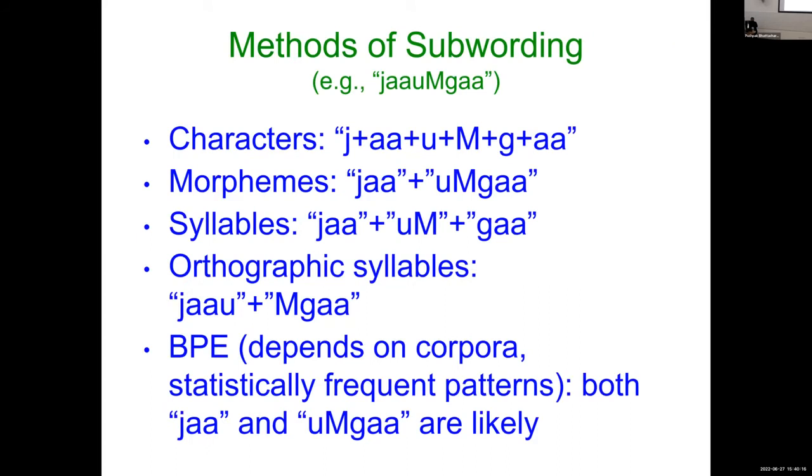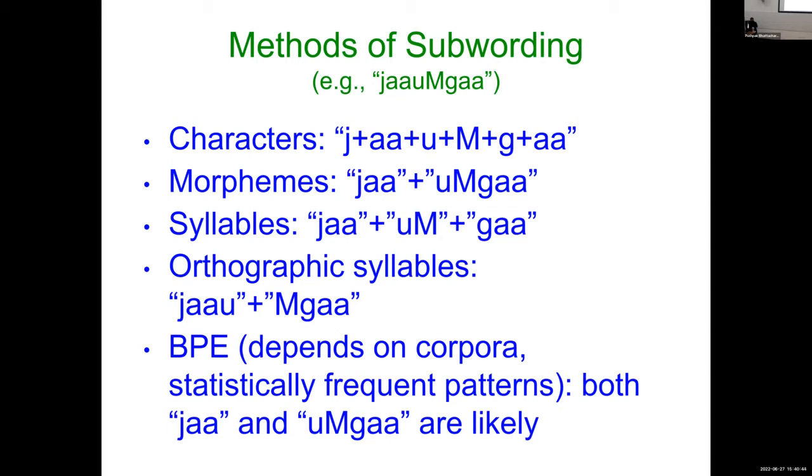So we thought that we'll make use of subwording for artificially boosting the resource. You can divide the words into characters, morphemes, syllables, orthographic syllables, and what is used in today's neural computation is byte pair encoding. That is the substrings which are statistically significant. So this is a word, jaunga, which means I will go.